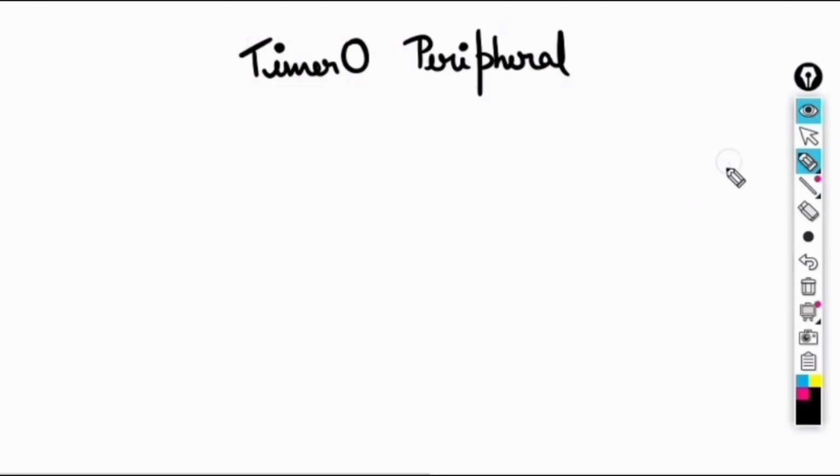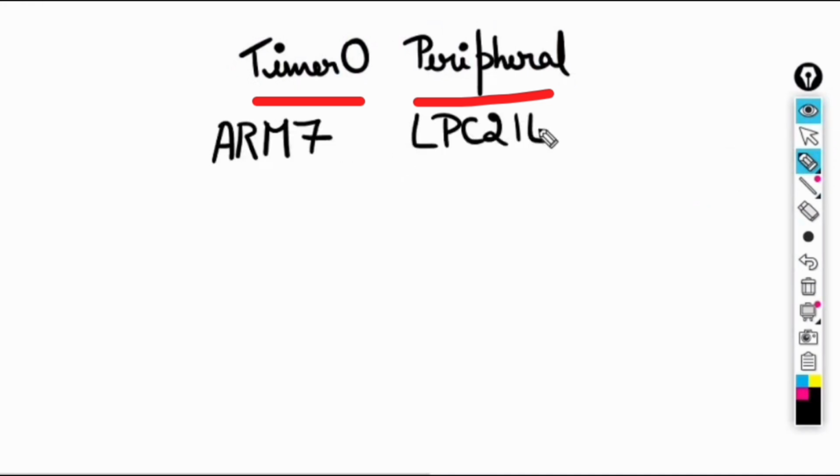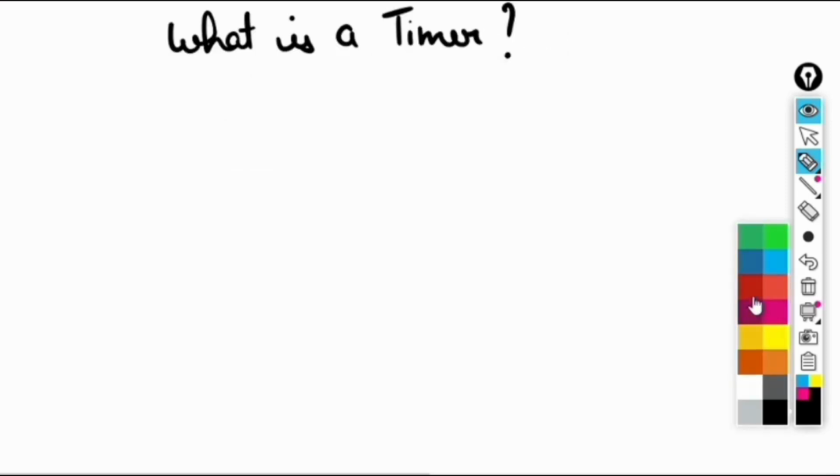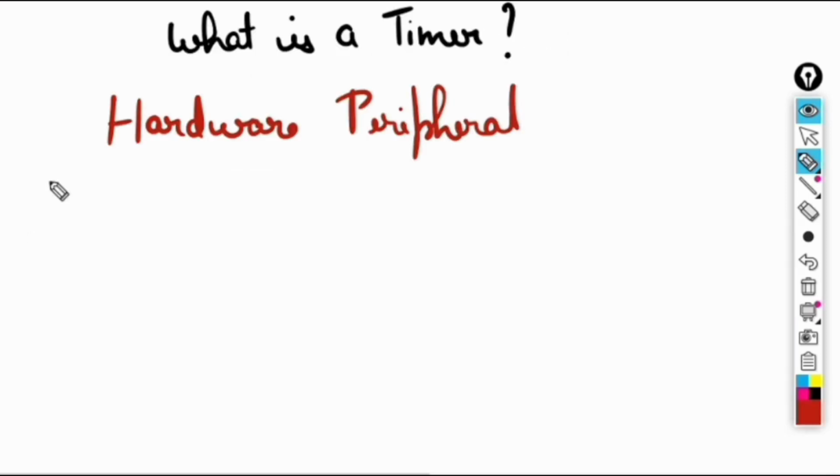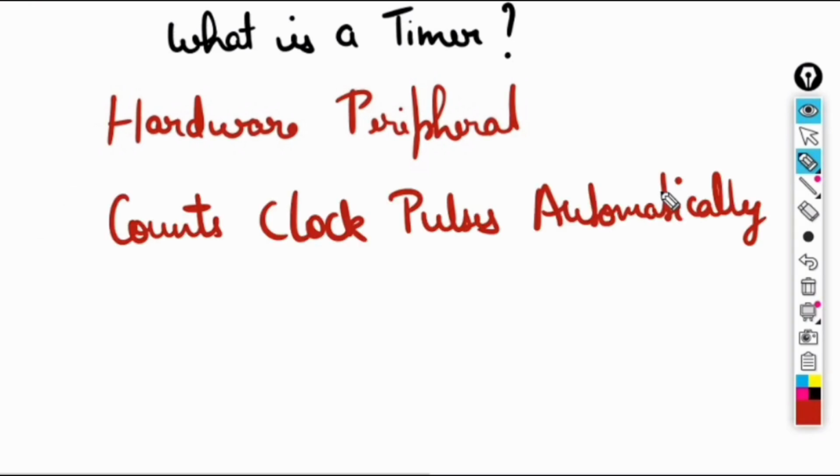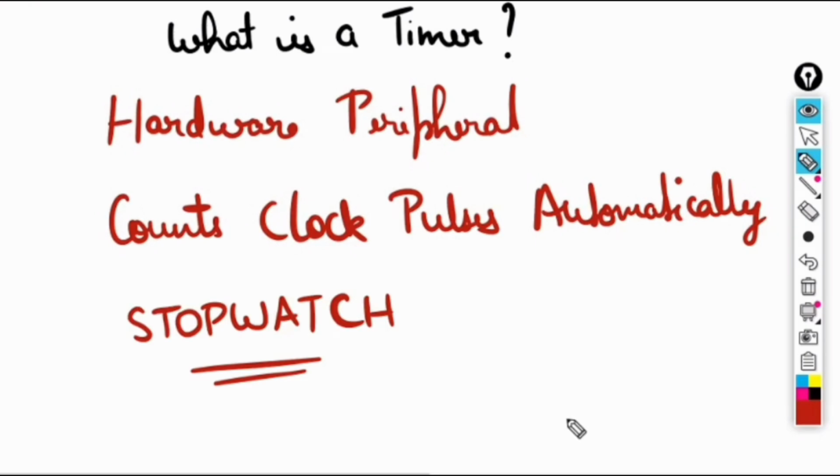Hello everyone. Today we are going to understand how the Timer0 peripheral works in ARM7 using the LPC2148 microcontroller on Keil uVision. First of all, what is a timer? A timer is a hardware peripheral that counts clock pulses automatically. You can think of it like a stopwatch inside the microcontroller.